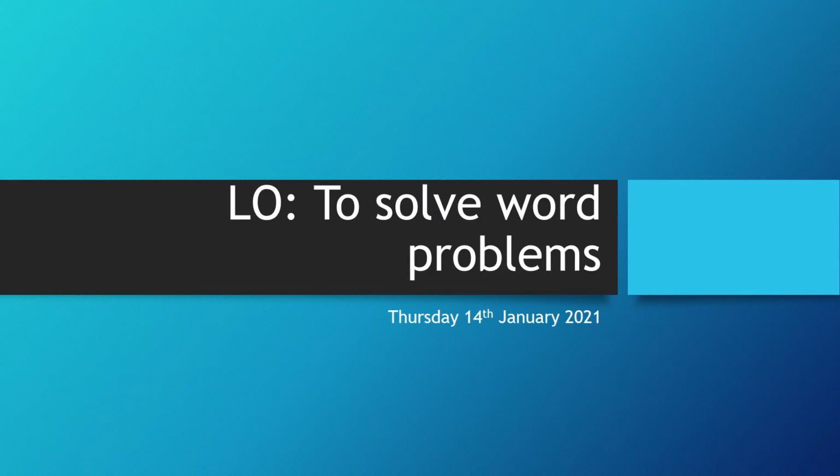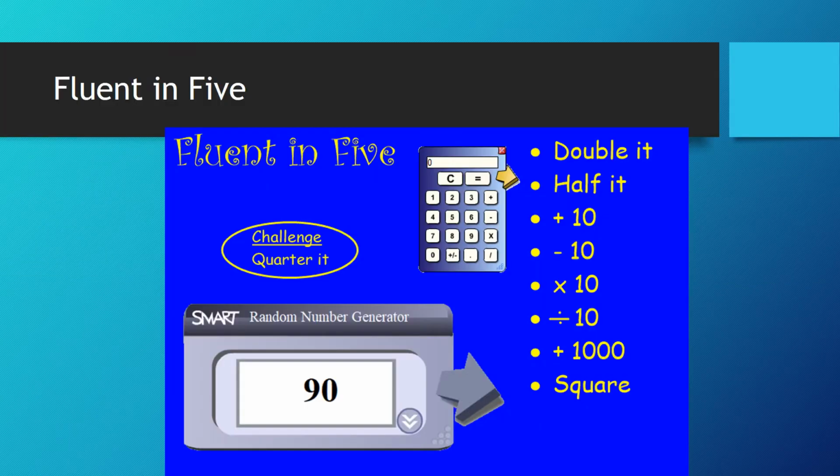Today we're going to be looking at word problems, and as you've seen this week, we're going to be looking at multiplication word problems. So, you've got your pen and paper ready for today's Fluent in Five. Right, today's number is 90. Oh, nice easy one. Let's see if we can do this one in record time. I'm ready to go. So, you've got your pen and paper ready.